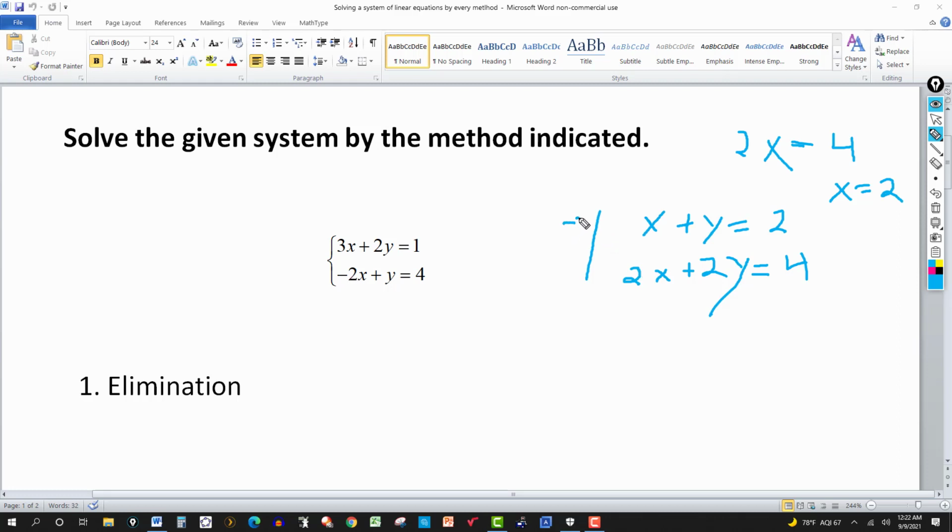So let's do this, minus 2. I'm multiplying everything in that first equation by minus 2. So minus 2 times x is a minus 2x, and a minus 2 times y is a minus 2y. And a minus 2 times 2 is a minus 4. But if I add those up, minus 2x and 2x is 0. Minus 2y and 2y is 0.